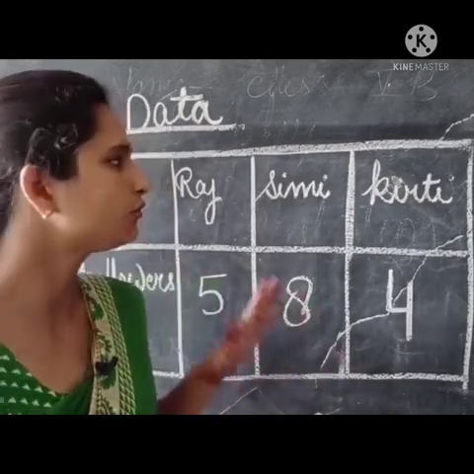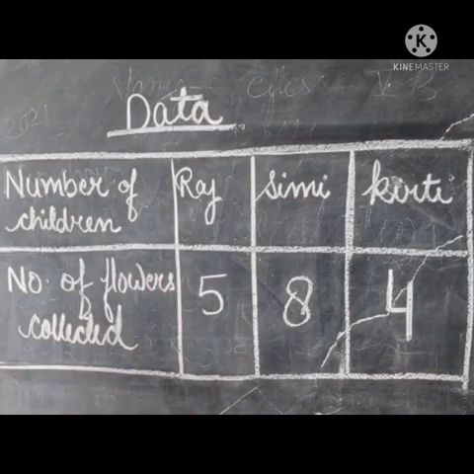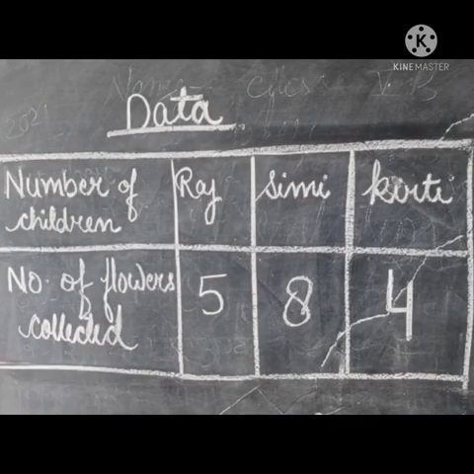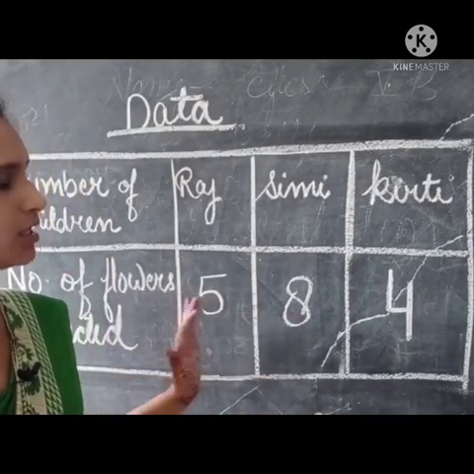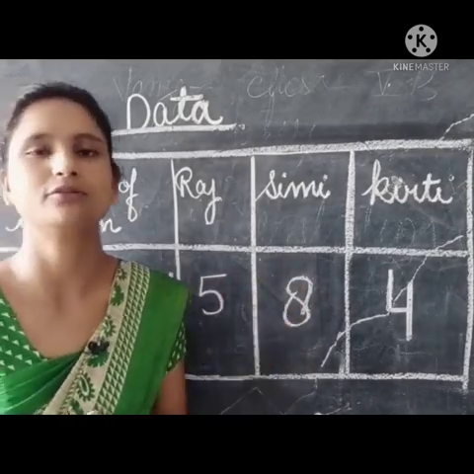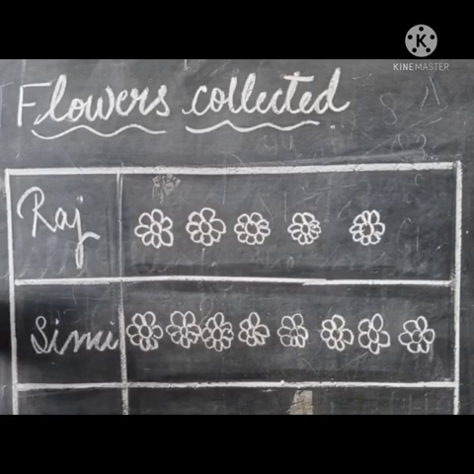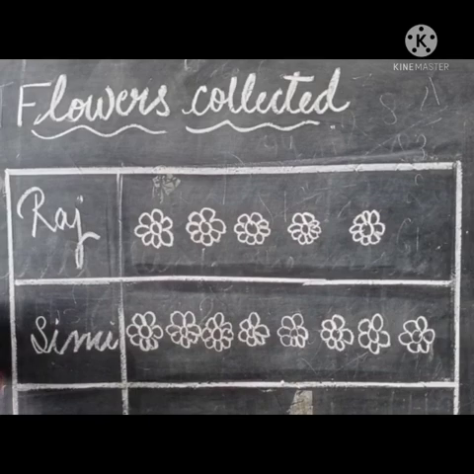First let us represent this data in the form of a pictograph, and then we will move to the bar graph. Then it will be more clear to you. So let us first understand this data through a pictograph. Now this is a pictograph. What is a pictograph? When we are showing any information with the help of pictures.